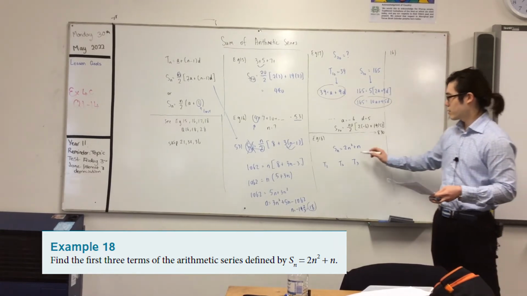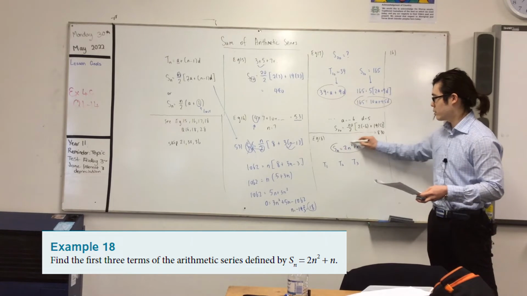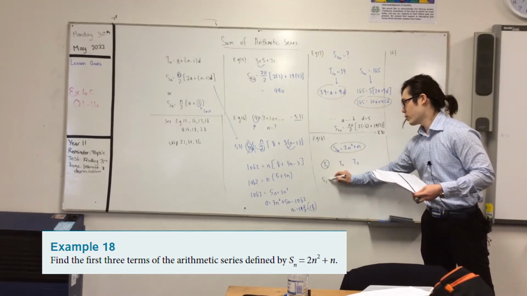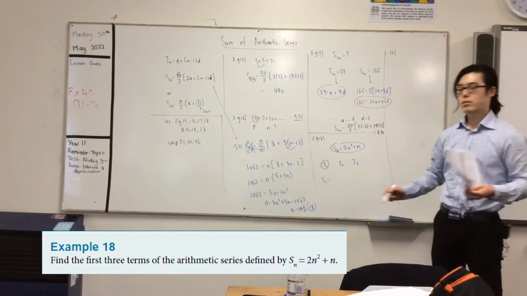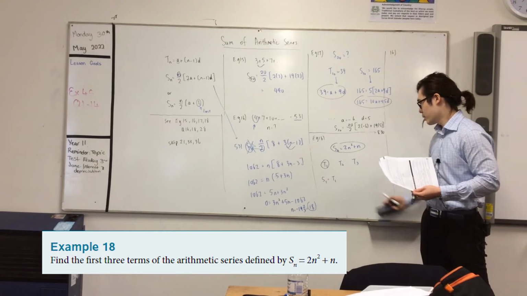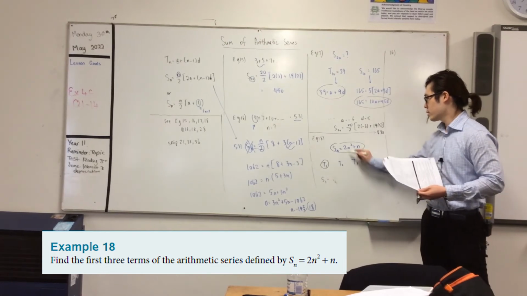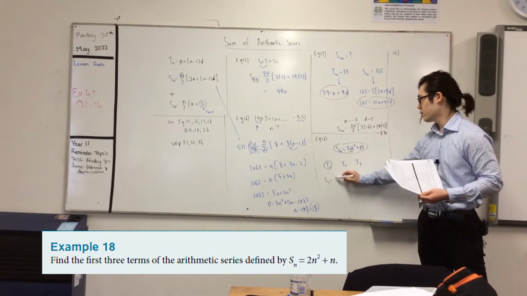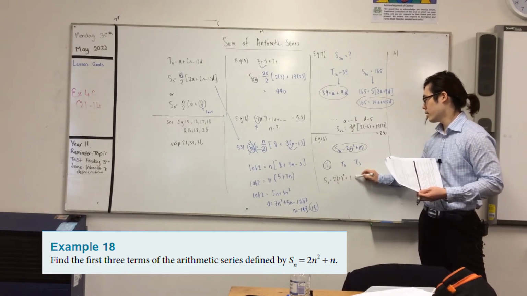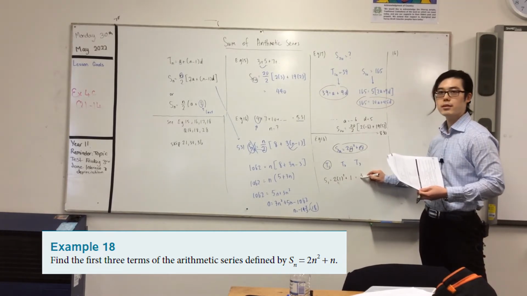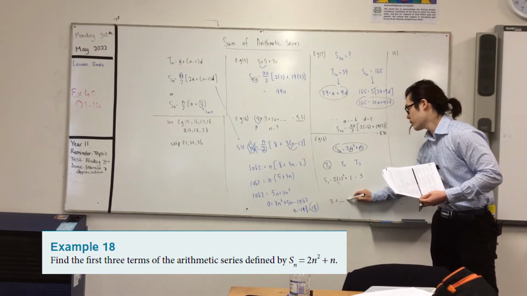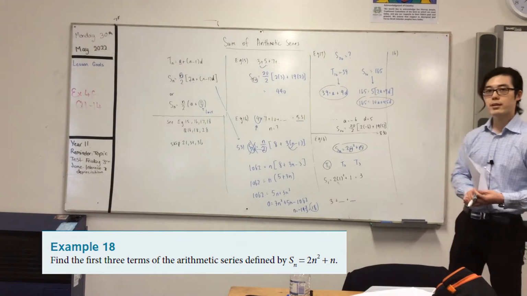All right, so girls, in order to get this one first, wouldn't S1 basically be the first term? Does that make sense? So let's figure out what S1 is. If I plug in 1 in here, I'm going to get 2 times 1 squared plus 1. That's 3. So my first term is actually 3. So they want the first 3 terms.